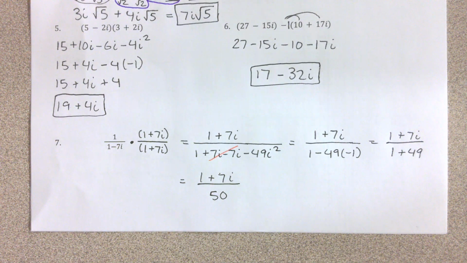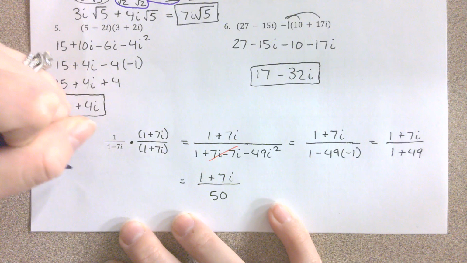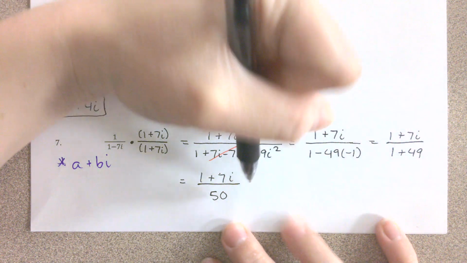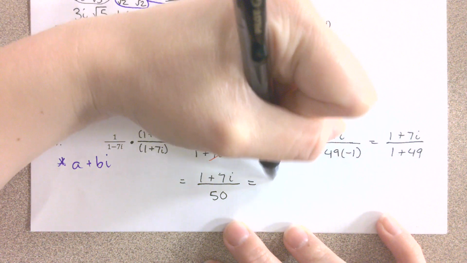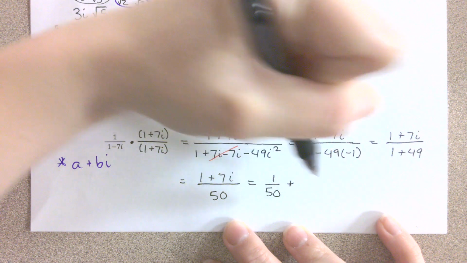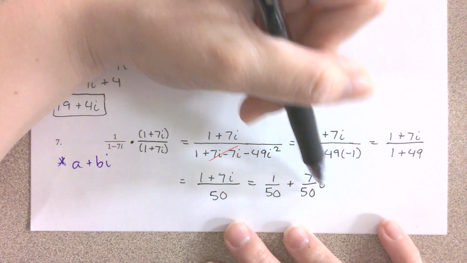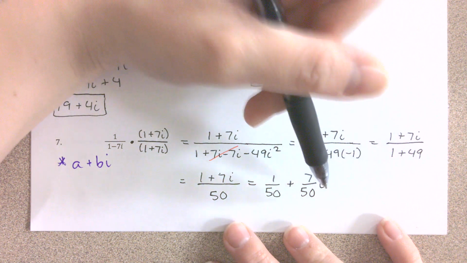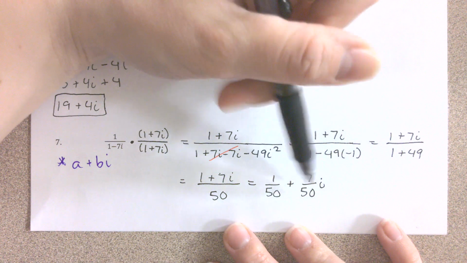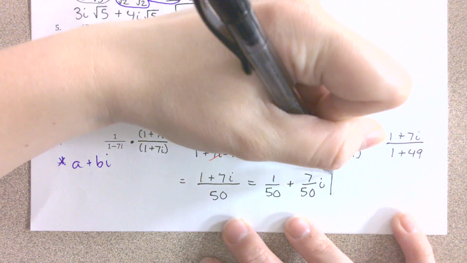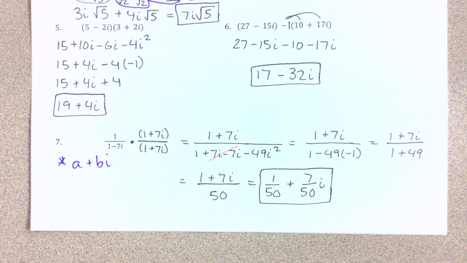Now reminder, we need this to be in standard form, which is a plus bi. So right now this is a combined fraction and we need to separate it. So let's separate this into 2 fractions. We have 1 over 50 plus 7 over 50i. You're welcome to put the i up on top with the 7 if you like, but I like to put it next to the fraction. This is now split up into 2 separate numbers, the real part and the imaginary part. This is our answer. Next page.